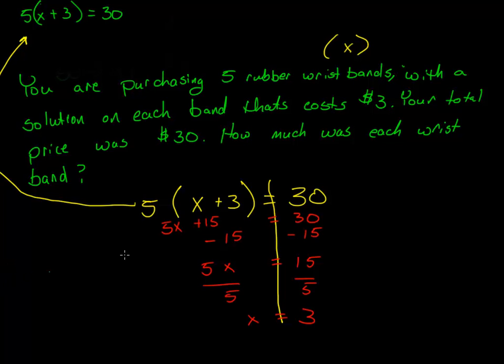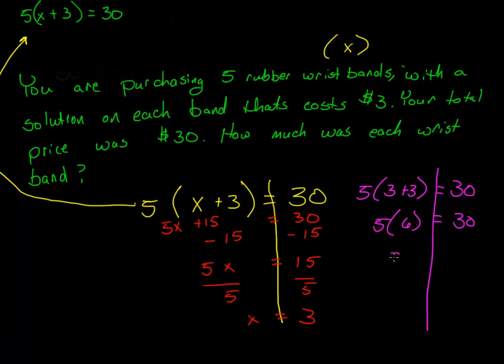Let's put this back in. Let's do a quick check. Now this is different than what we had before, but it's still the same type problem. Let's see if this works out. Hold on, let me get my check step color here. We've got 5 times, with X being 3, 3 plus 3 equals 6. 5 times 6 equals 30. Draw my line down here. 30 equals 30.